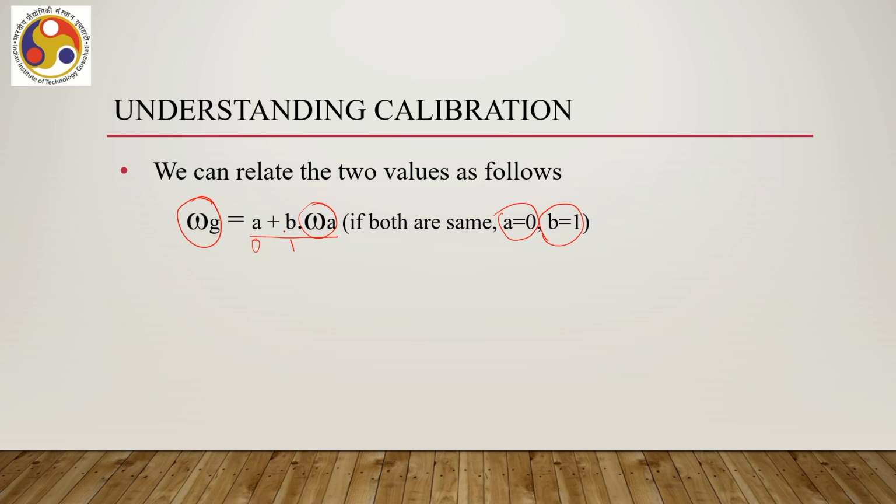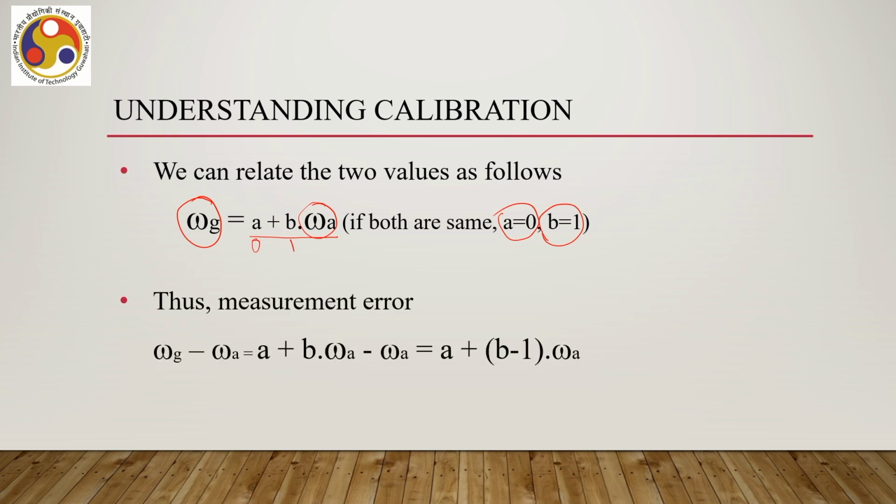Note that this is not the only way to relate the two. Just for the sake of simplicity, we are assuming there is a linear relationship between these two values, and we have to estimate the parameters here, a, b and so on.